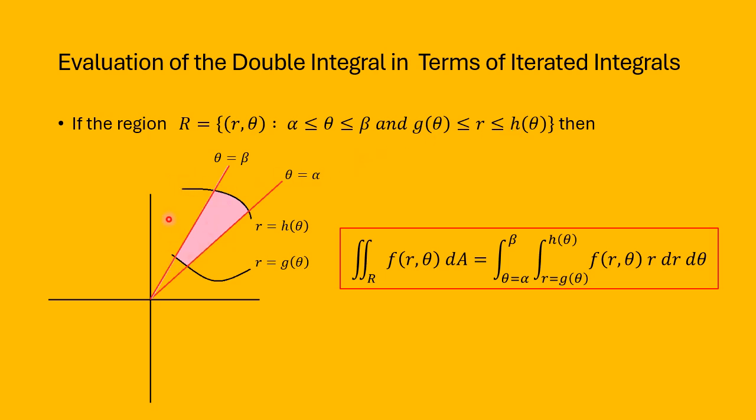The picture looks like this. Here's the curve r equals h of theta, down here r equals g of theta, and two lines theta equals alpha and theta equals beta. So R is this colored region in here. Then the double integral over R of a function f of r, theta dA can be evaluated in polar coordinates by this iterated integral. The integral where theta goes from alpha to beta of the integral where r goes from g of theta to h of theta, our integrand f of r, theta, and then the dA is replaced by r dr d theta.